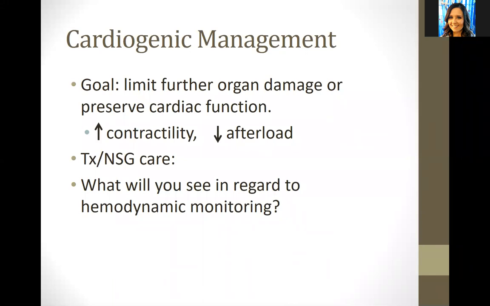So treatment, we got to treat the underlying cause. So if it is from an MI, let's go to PCI or CABG or fibrinolytics. If it's from valves, let's do valve replacement. If it is from some sort of heart failure, let's do a ventricular assist device, so a VAD. If it's from a tension pneumo, let's put a chest tube in. If it's from a dysrhythmia, let's correct the dysrhythmia. But our goal is to limit further organ damage or preserve cardiac function.